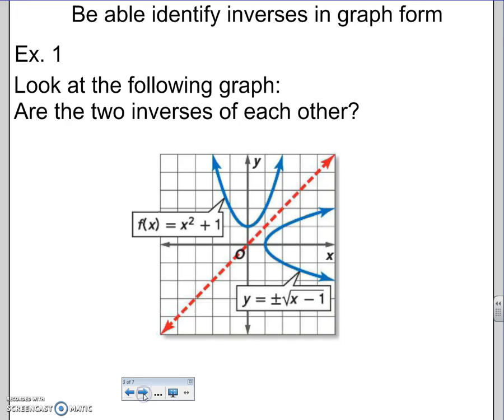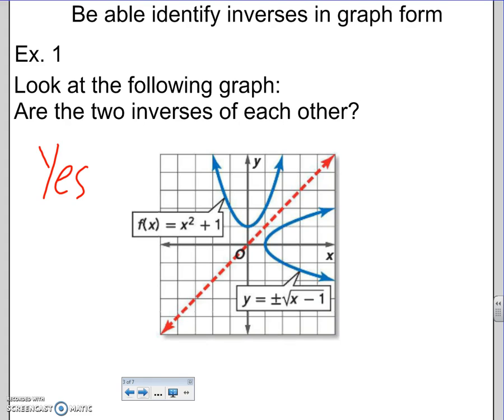Alright, so the first thing you should be able to figure out is to identify inverses from a graph. So looking at the following graph, are the two inverses of each other? So we see an upwards u and a sideways u. And if you reflect it across the diagonal line, they do overlap. That is the mirror image. So this is a yes.